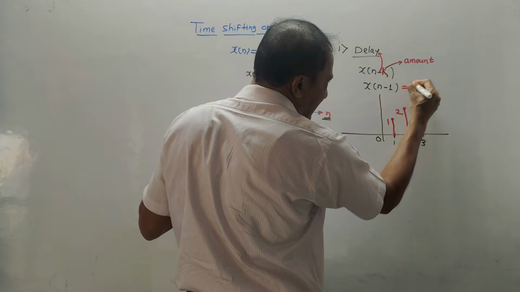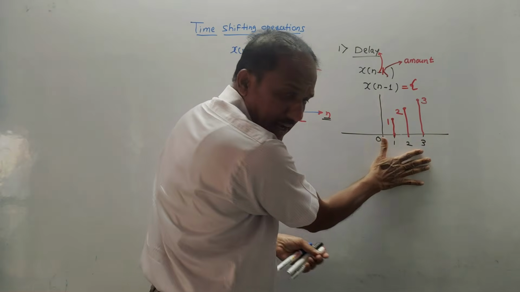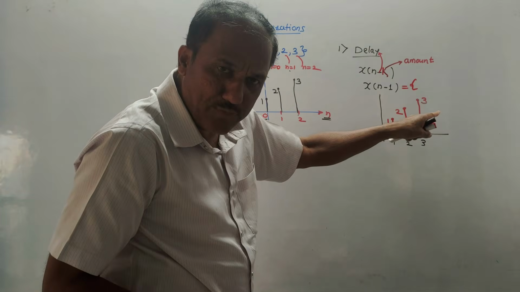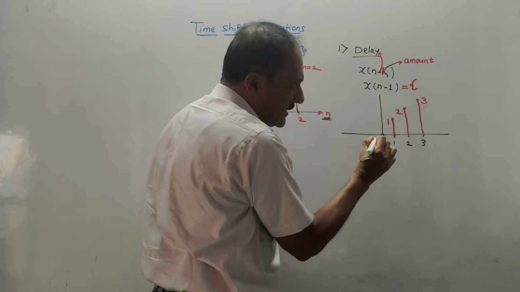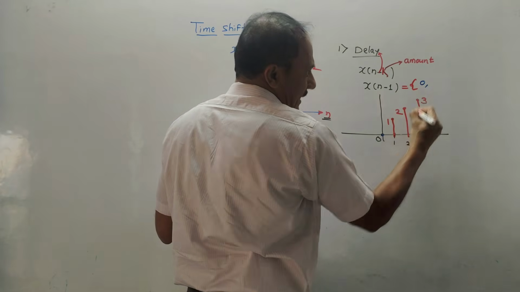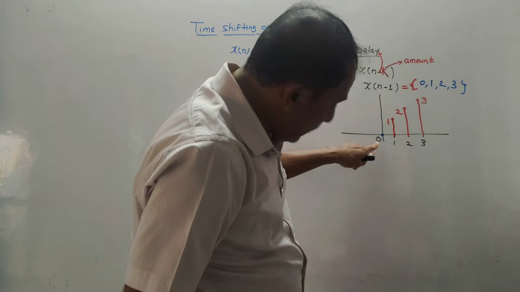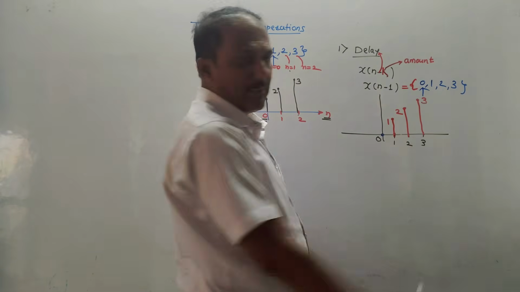If you want to write the sequence from this diagram, how to do it? What I said, if a diagram is given and you want to write the sequence, then go on writing the amplitudes of the signal from left to right. From left to right means at 0 there is no signal, that means amplitude is 0. Next amplitude is 1, 2, 3. What's the rule? Whatever amplitude you have at n is equal to 0, mark an arrow. So the arrow will be like this.